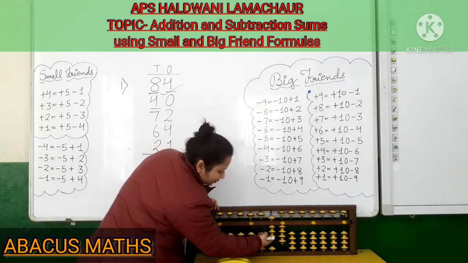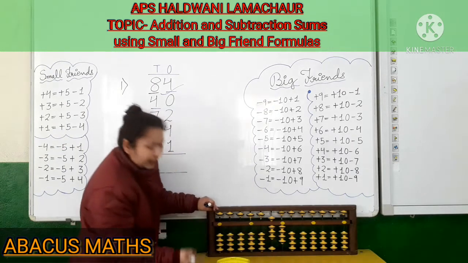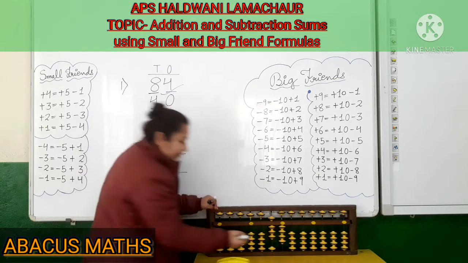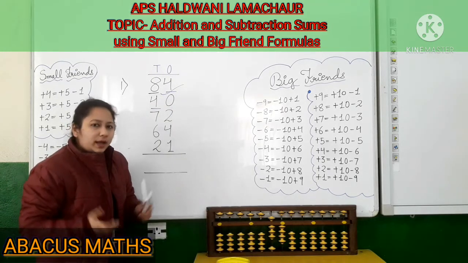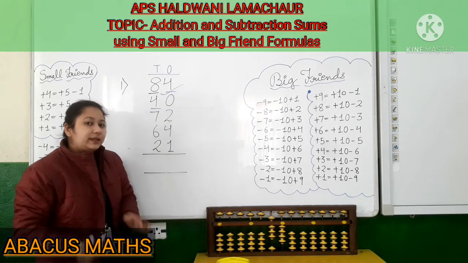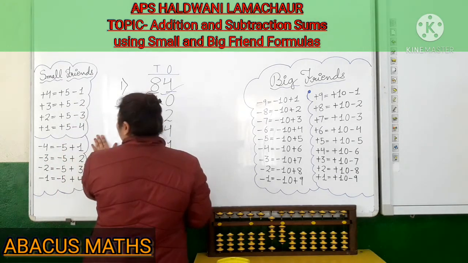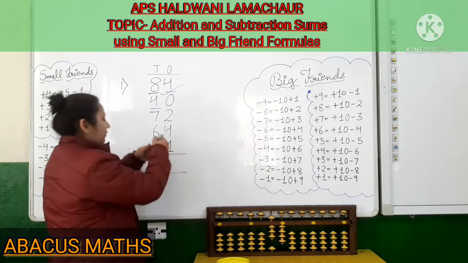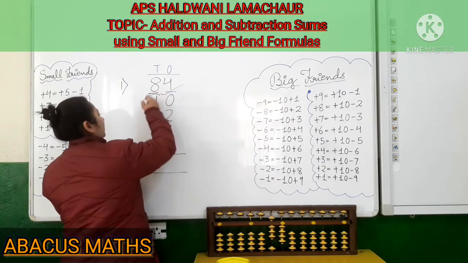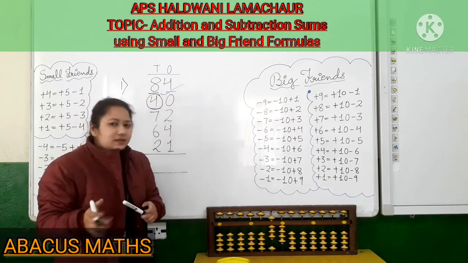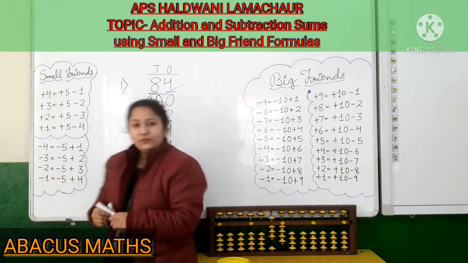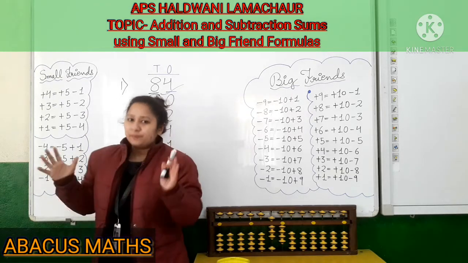Now next add 4 in 10 slot. Now you can see students that we can't add 4 as the bead is not there. Yes, one bead is there. Now I have told you that whenever there is lack of bead, you take the help of small friends. Now you have to add 4, but the bead is not there.